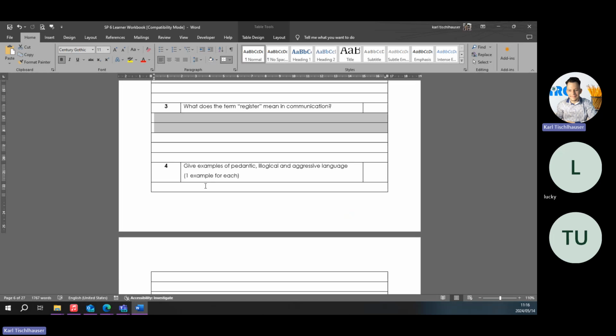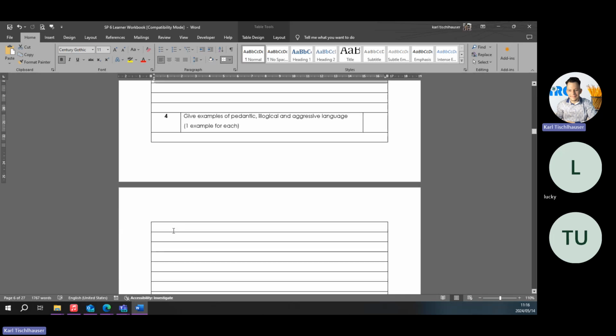Okay. Give another example of something that's illogical, that doesn't make sense. Like if I said to you, hey, let's watch this fish climb the tree. It's illogical. Fish don't climb trees. It's not logical.